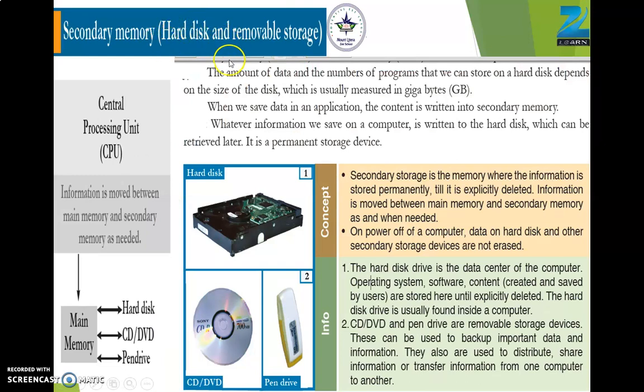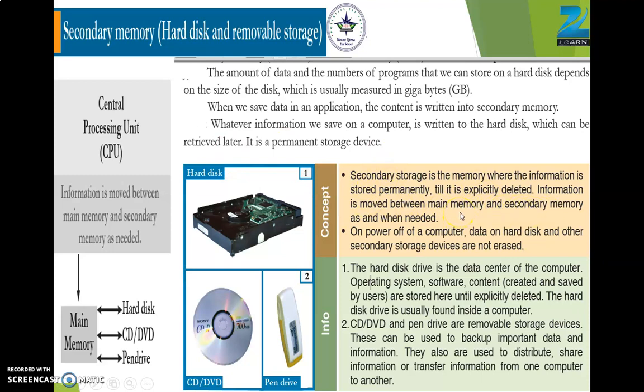Secondary memory is the most basic storage device. You can see that is the hard disk and other removable storage devices. Secondary storage is the memory where the information is stored permanently till it is explicitly deleted. Information is moved between main memory and secondary memory as and when needed.